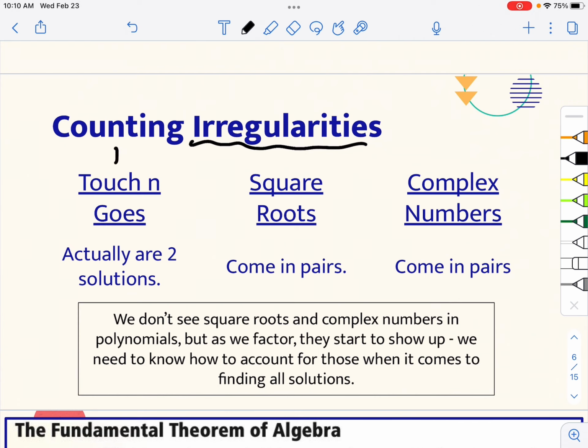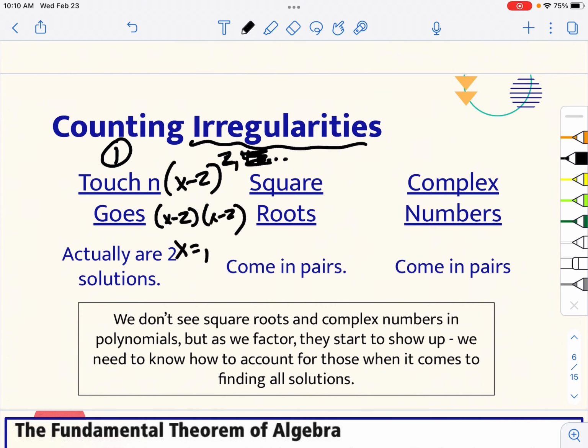The first one is if we have a touch and go. We know that a touch and go happens if we have something that is to the 2nd power, 4th power, 6th power, anything like that. An even power will give us a touch and go. So if we had x minus 2 squared, we also know that that really means x minus 2 times x minus 2. So when we're counting solutions, we would count positive 2 as 2 of our solutions. So that is one thing that gives us a counting irregularity.